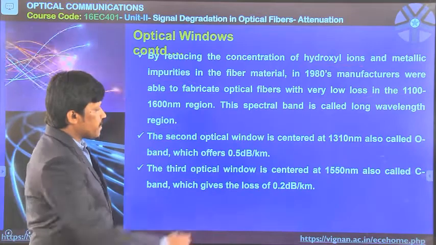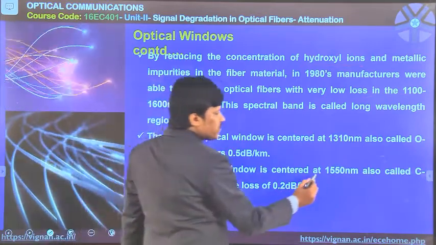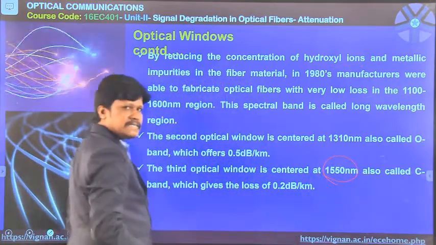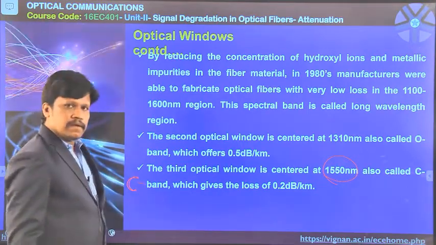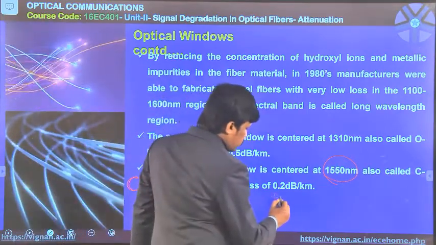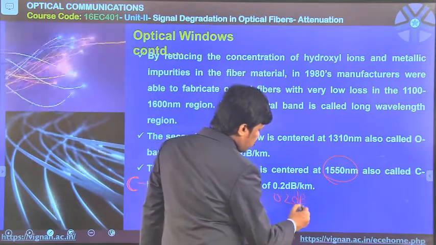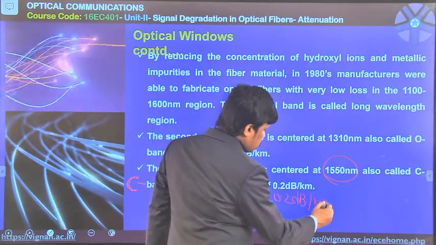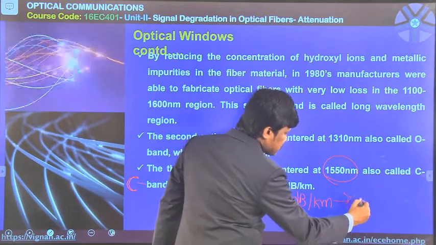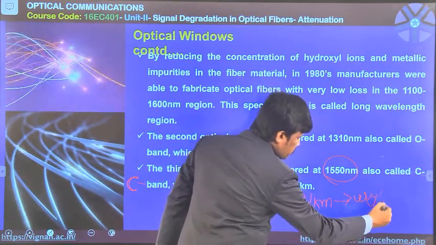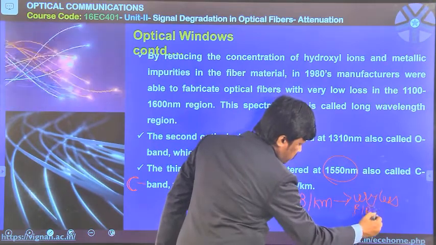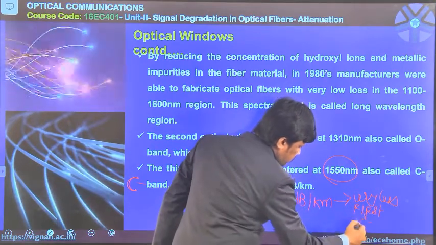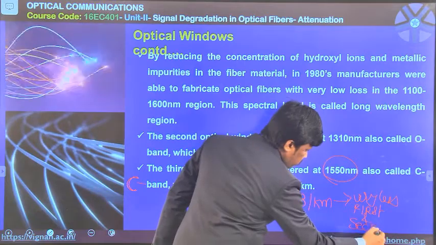The third optical window is centered at 1550 nanometer, also called the C band, with an attenuation of 0.2 dB per kilometer, which is very much less compared to the first and second windows.